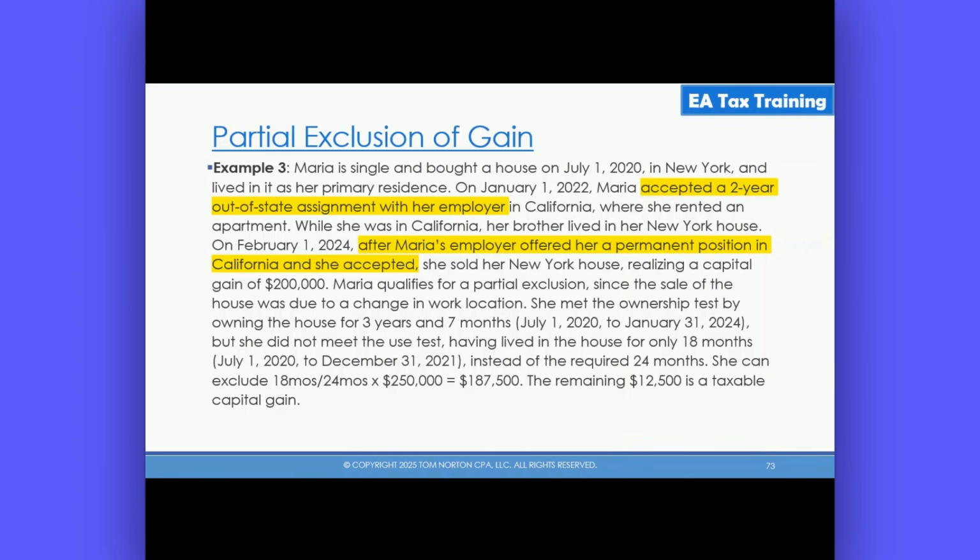But because she moved due to a change in job location, she can exclude 18 divided by 24 times $250,000, or $187,500. So she had a $200,000 gain. She can exclude $187,500 of that gain, and she will pay tax only on the remaining $12,500, and that is a long-term capital gain.